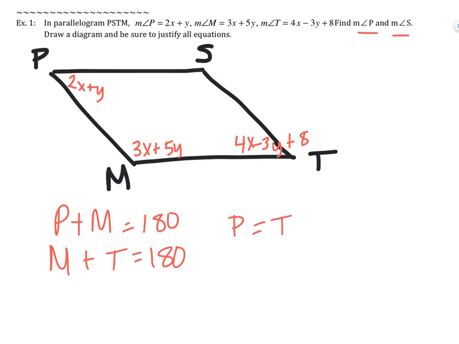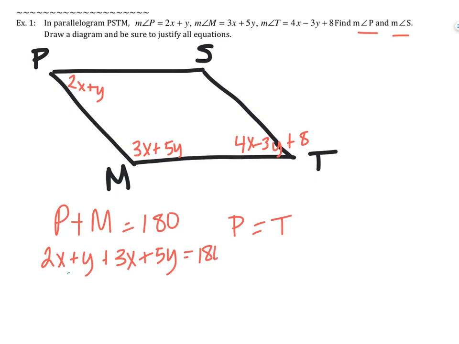So regardless of how you found that or what equations you set up, you should be able to solve this. So I'm just going to take the easiest two, and I'm going to go ahead and solve them. So I'll just take P plus M equals 180. So I take 2x plus y plus 3x plus 5y.